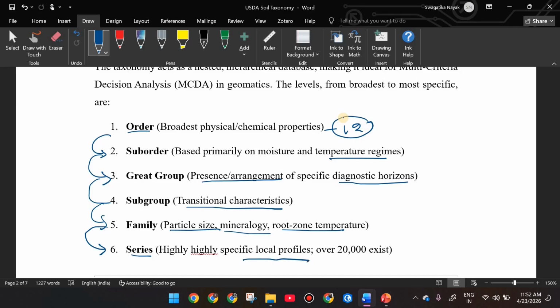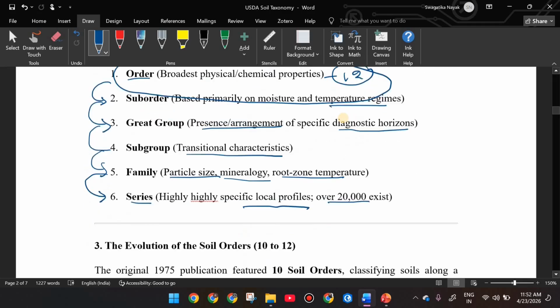It is highly specific, with local profiles. Over 20,000 series exist. Our concern in today's class is the order, the 12 orders of soil. Twelve types of order are given by the USDA soil taxonomy.